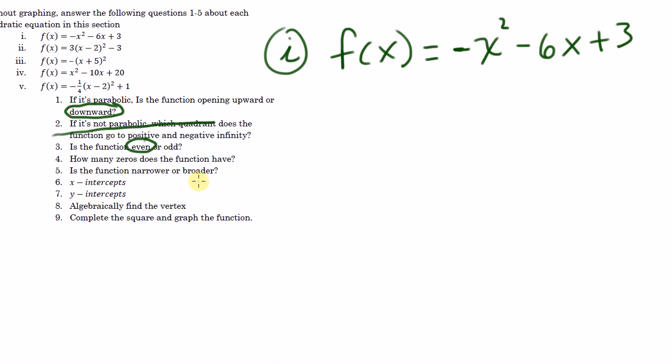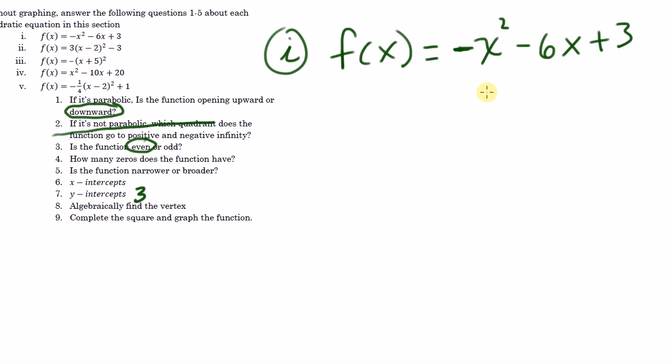Is the function narrower or broader? I think that question we should probably move down here because we need to complete the square, and find the x-intercepts and y-intercepts. The y-intercept for this one is going to be when x is 0. So when x is 0, those terms go away and we're just left with 3. So the y-intercept is 3. The x-intercepts are when we factor it. So let's go ahead and factor this, or try to.